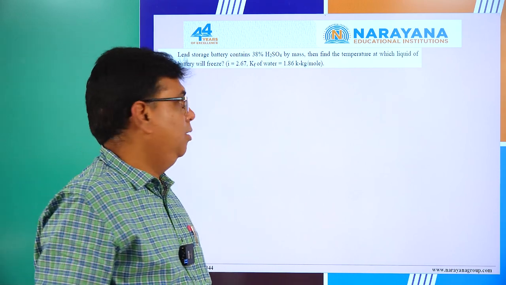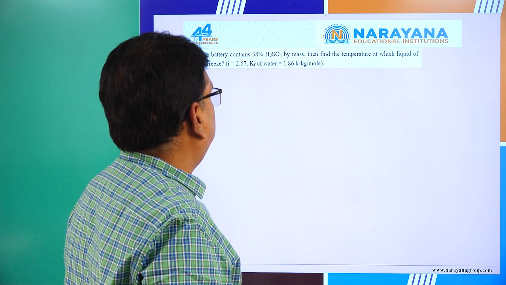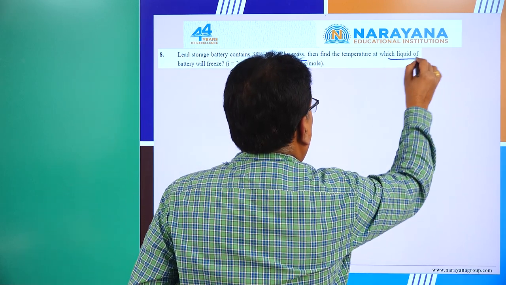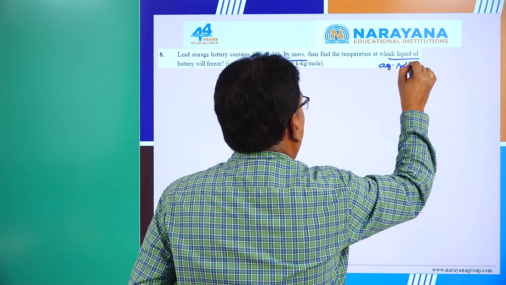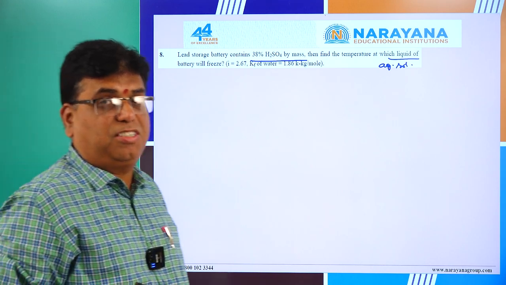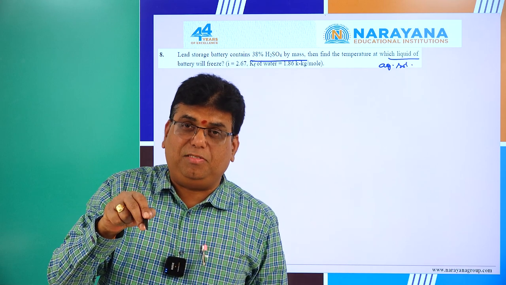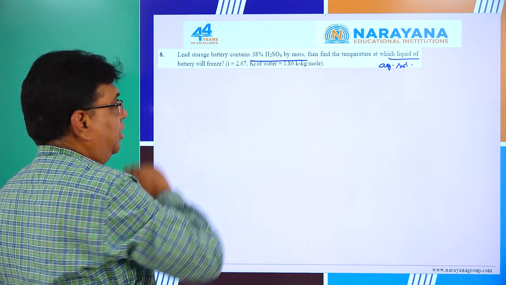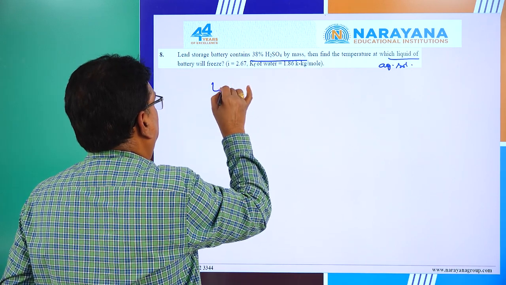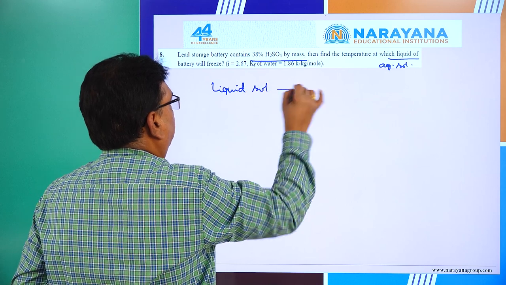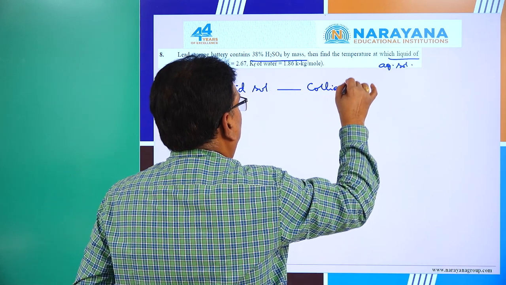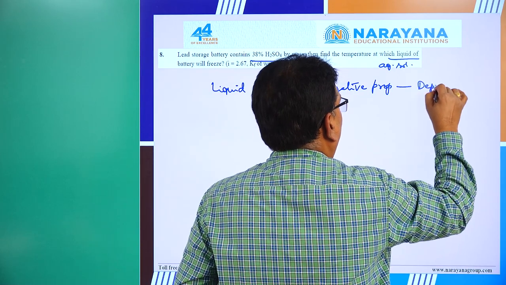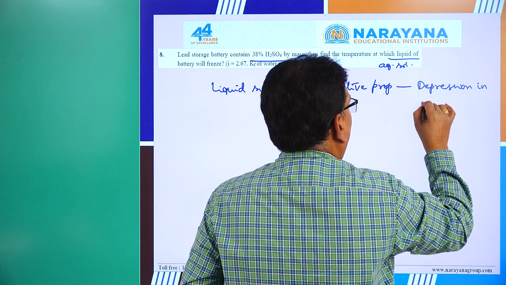Next, this is a very good question. Lead storage battery contains 38% sulfuric acid by mass. Find the temperature at which the battery will freeze. Basically here it is an aqueous solution of sulfuric acid. This is from electrochemistry, the lead acid battery, the electrolyte we use, but it is being given under colligative properties. So this is basically the liquid solutions chapter, colligative properties, and the depression in freezing point concept.